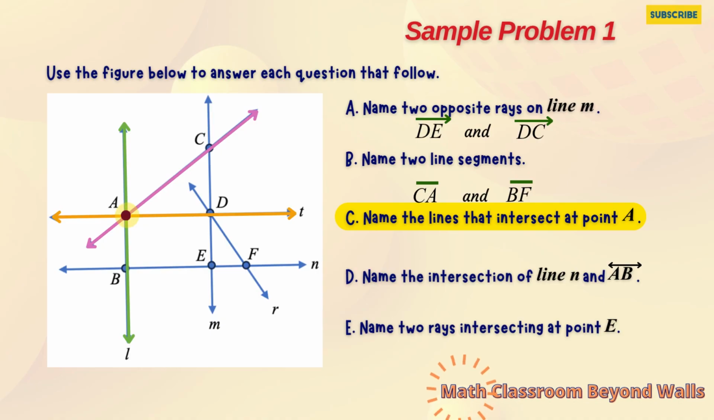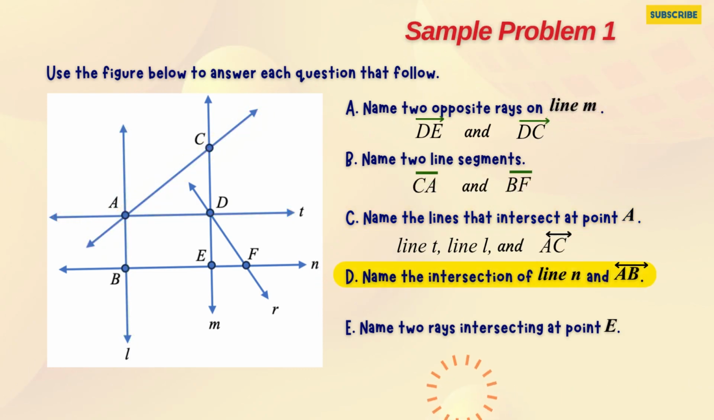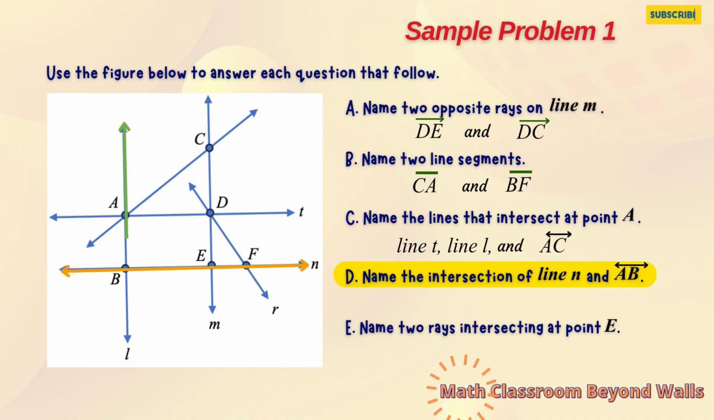Okay, so the lines are line T, line L, and line AC. We will now move on to question D. We're to name the intersection of line N and line AB. We will look for line N and line AB on our diagram, then find out where they intersect. There you are, the lines intersect at point B.